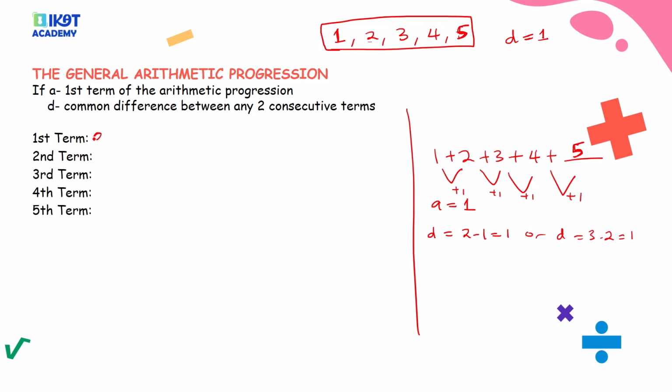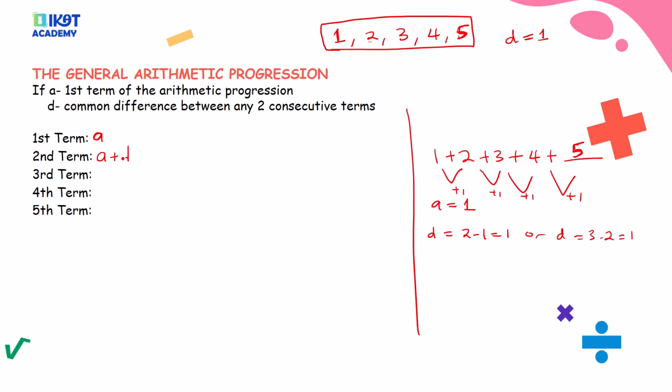So if our first term is A, what is our second term going to be? It's going to be A plus the common difference. I've told you, to get the next term, you get the term before it plus the common difference. Like here, you have 1. To get the next term, you get 1 plus the common difference, 1, you get 2. So here we add the common difference.